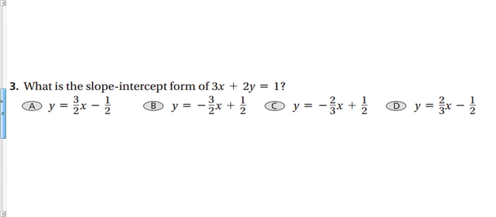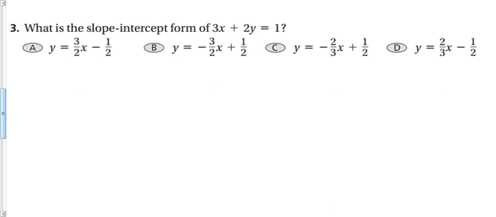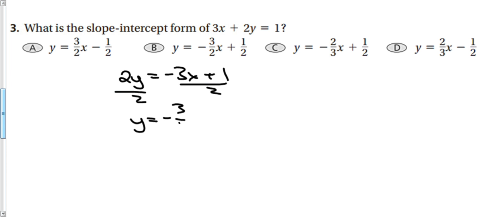What is the slope-intercept form of this equation? Well, get y by itself. Subtract 3x from both sides first. That would give me 2y is equal to negative 3x plus 1. Divide both sides by 2. So y is going to be negative 3 over 2 x plus 1 half, which would be b.